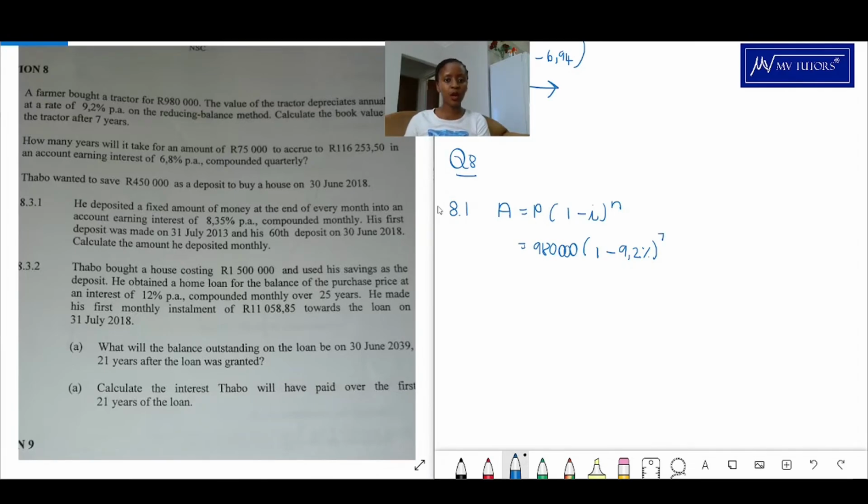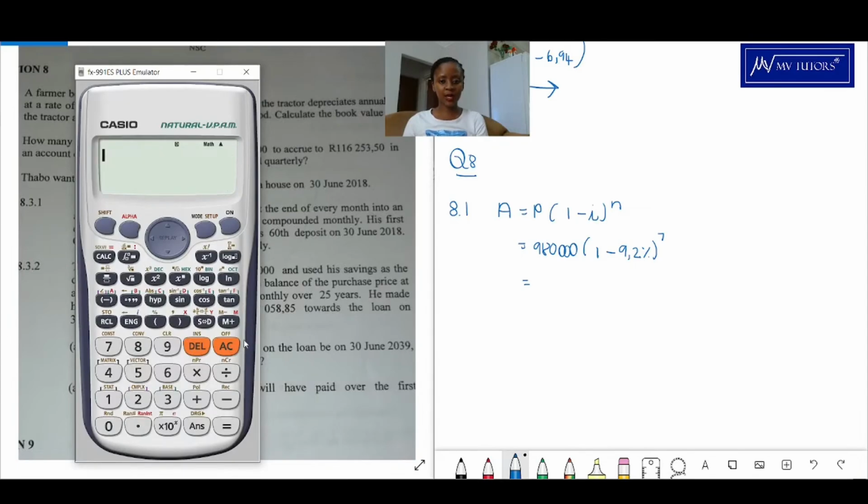So we want to know what the value of the tractor will be after, or rather the book value. So what we're going to do now is say 980,000 multiplied by 1 minus, I'm so used to adding here, 9.2%, all to the power of 7.